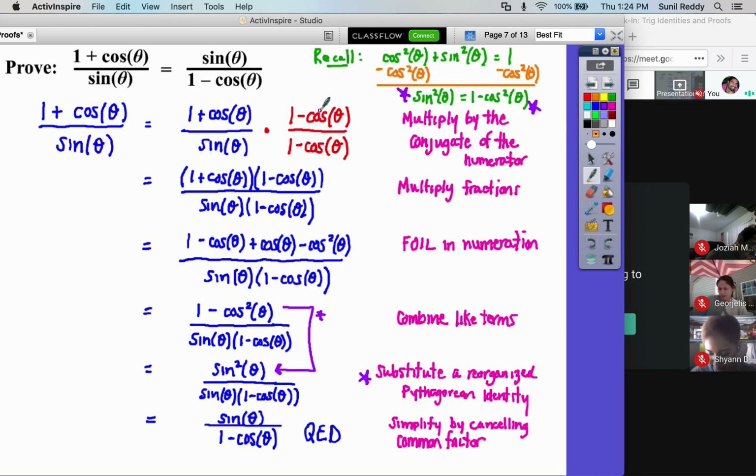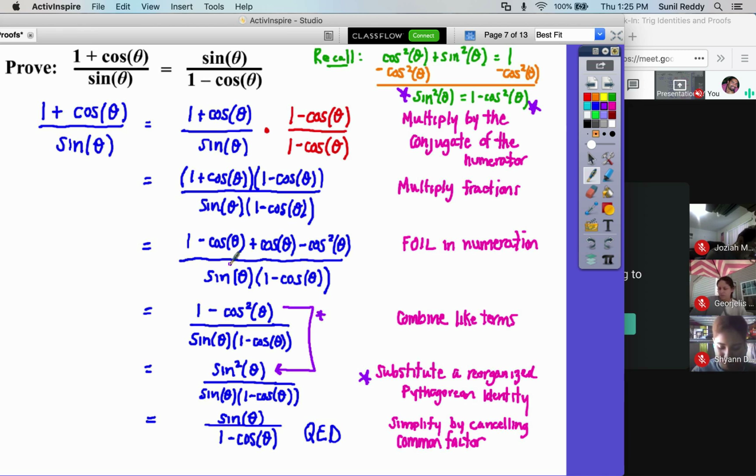That's the conjugate. Once I do that, I first showed everything in its factored form. In the numerator, I then FOILed, so 1 plus cosine times 1 minus cosine, I FOILed that all out to get 1 minus cosine plus cosine minus cosine squared. In the denominator, I kept that in factored form. A lot of you may have an impulse to distribute that sine, which you can do legally, but often in these proofs, when you multiply by a conjugate, something will cancel later on, which may not be as evident if you distribute everything.